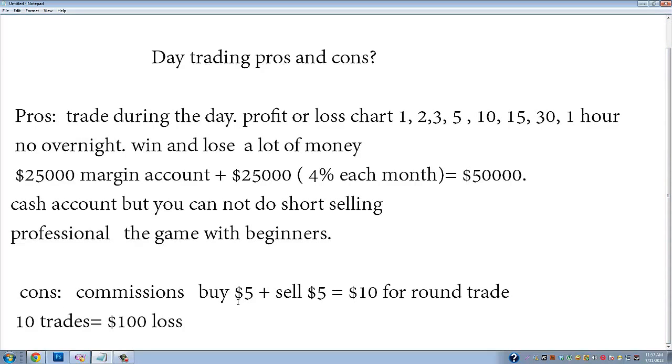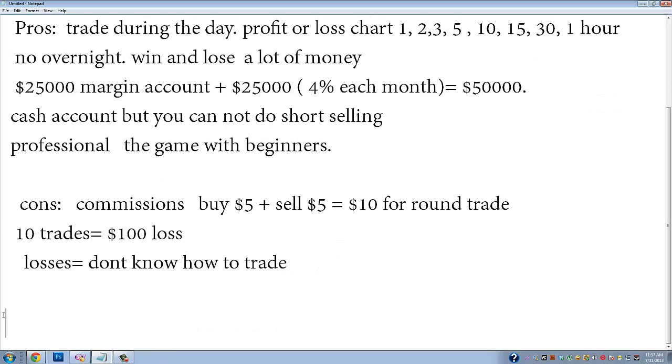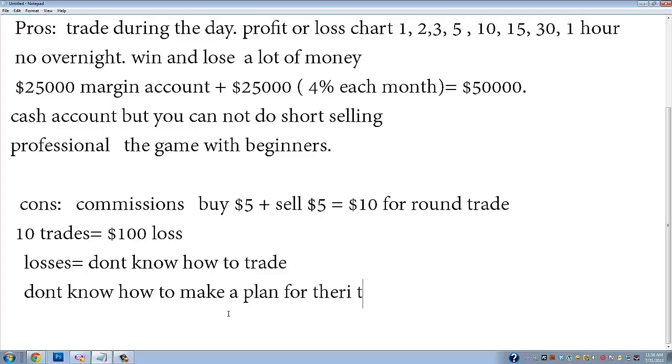Now, we say the cons: the commissions, and I can add another thing, losses. You can have a lot of losses if you don't know how to trade. If you begin as a day trader, because I see some beginners who begin day trading, they don't know how to make a plan for their trade.